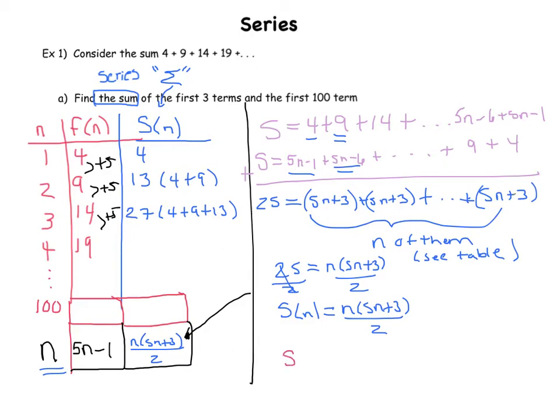So when I plug in 100, oh, by the way, we should plug in 100 into our general rule to see what the 100th term is. I'm going to plug it into here. 5 times 100 minus 1 is 499. So in other words, we'll be adding up all these numbers until we get to the term that says 499. So S of 100 is equal to 100 times 5 times 100 plus 3 divided by 2. And let's see, that's equal to 100 divided by 2 times 503. And that, if you put it in the calculator, gives you 25,150.